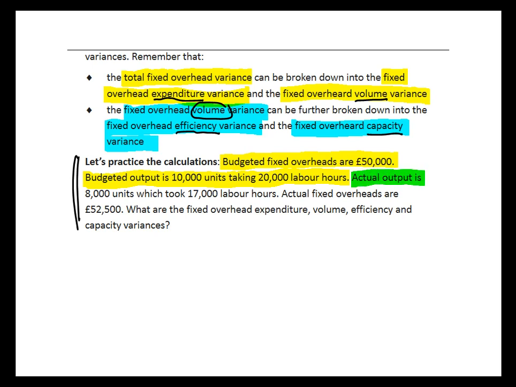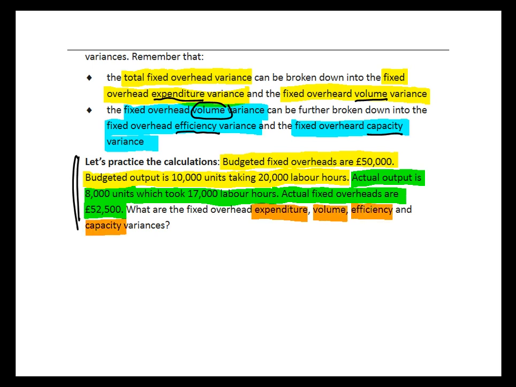Now, the figures that I've highlighted in yellow there are all budgeted forecast figures. We're then told the actual output was 8,000 units, a bit lower than we were budgeting. Took 17,000 labour hours in total, and the actual fixed overheads were £52,500. And we're actually going to calculate all four fixed overhead variances that we might be asked for in the financial performance assessment. We're going to look at the expenditure, the volume, the efficiency, and the capacity variances. I'm going to take you through each of these calculations one by one.